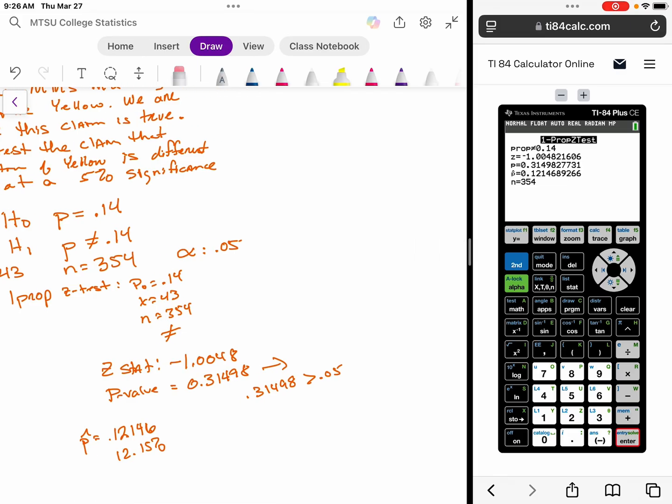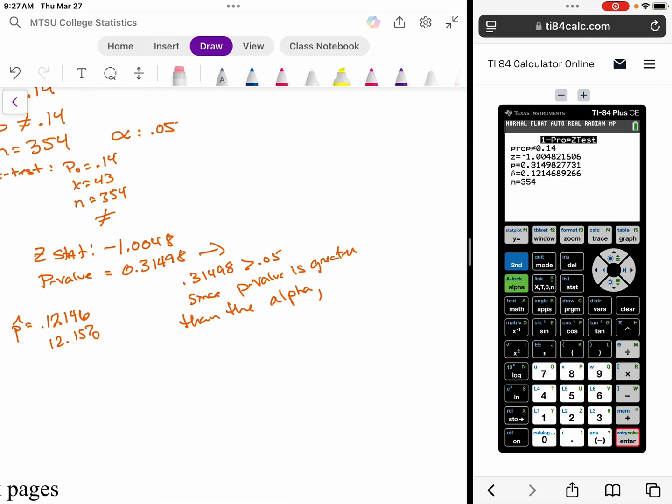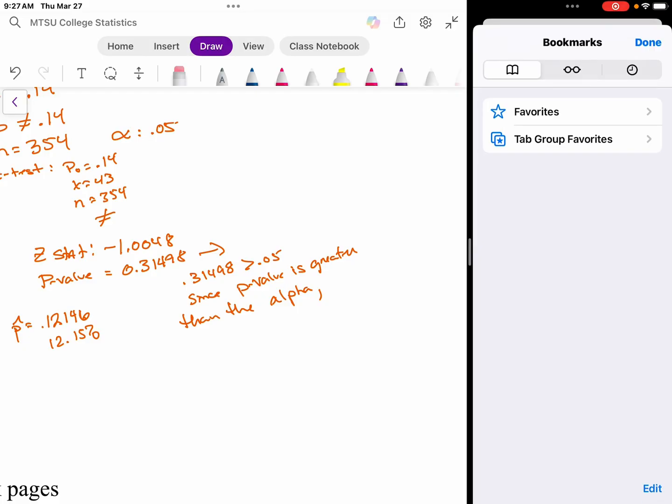So since the p-value is greater than the alpha, we fail to reject the null hypothesis.